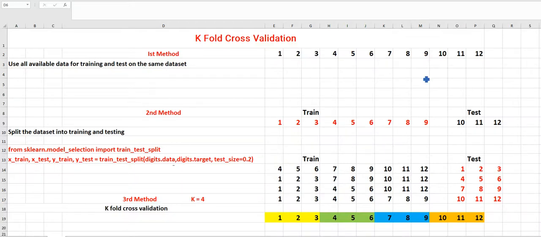In this lesson, I will explain the concept of k-fold cross-validation, what it means, why we use it in machine learning, and after that we will create a model using k-fold cross-validation in Python.